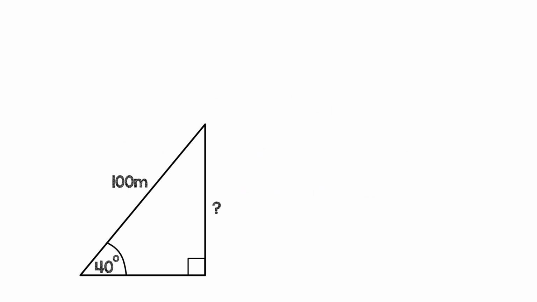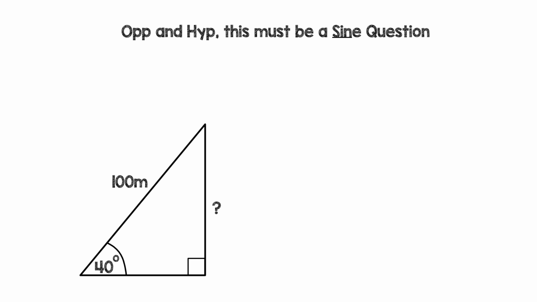So we've got a right-angled triangle, and in this question we have one side given, an angle, and we need to find out a side. The sides of interest are the opposite and hypotenuse, so this has to be a sine question. And sine is opposite over hypotenuse.